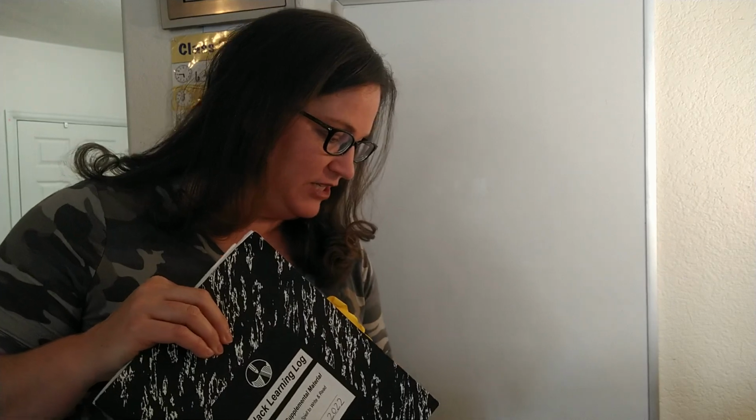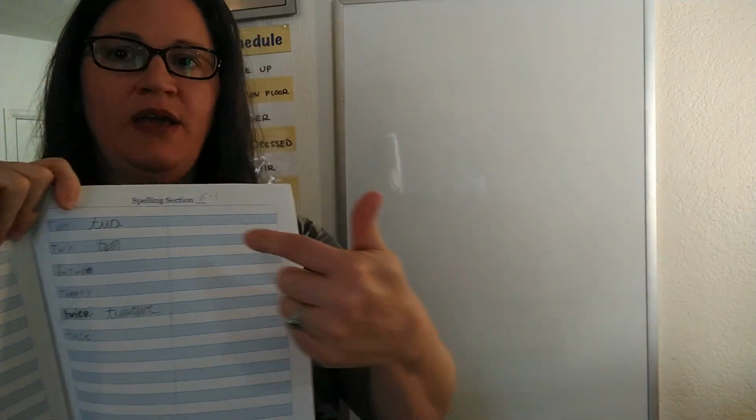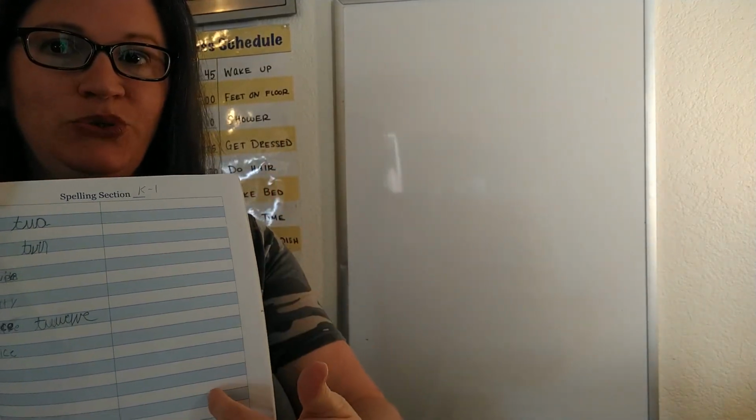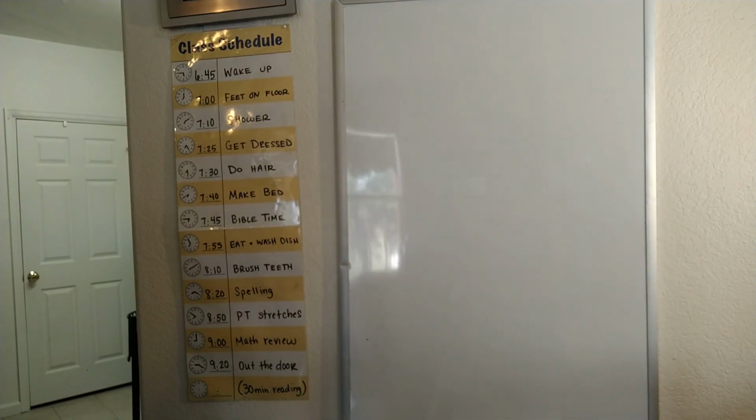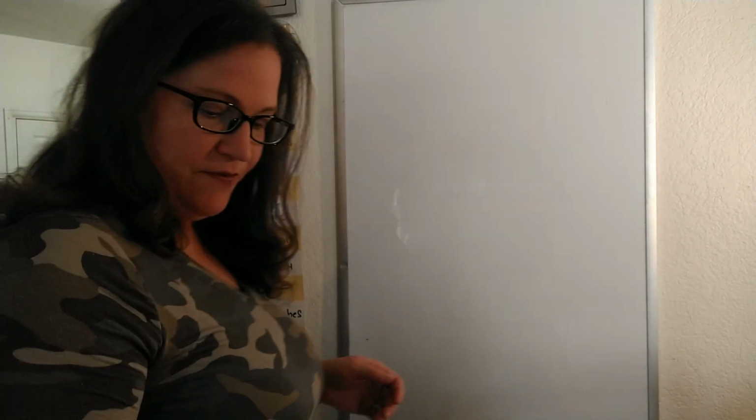We are finishing up K-1, words 11 to 20 today. So we're in the Black Learning Log, and we're on K-1, column 2. And you can pick white or blue to do your words. Let's review a couple phonograms real quick. You ready?